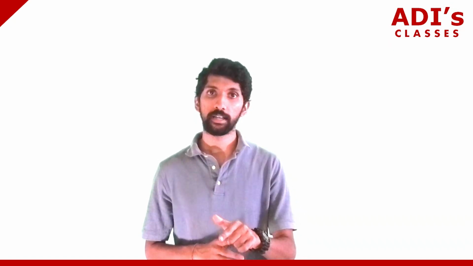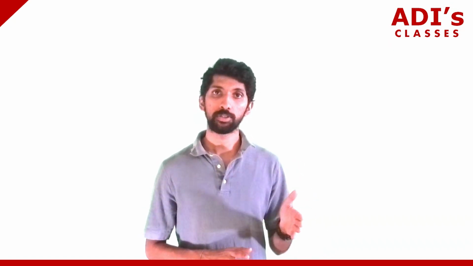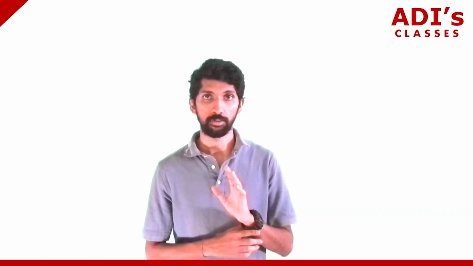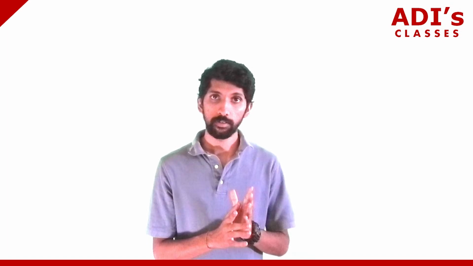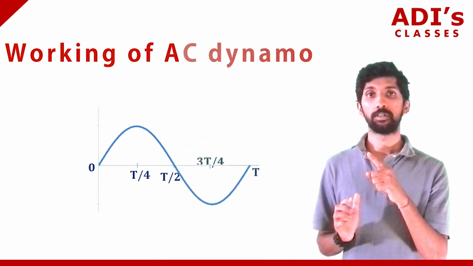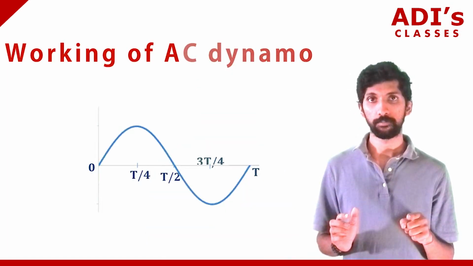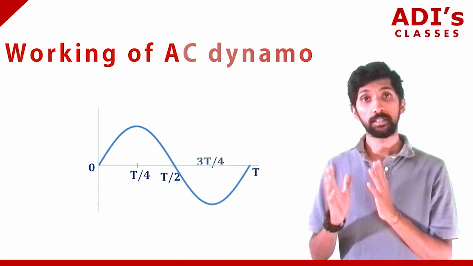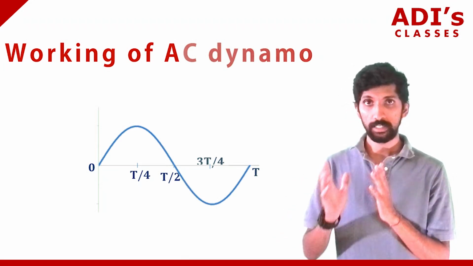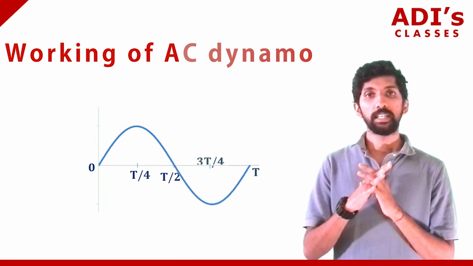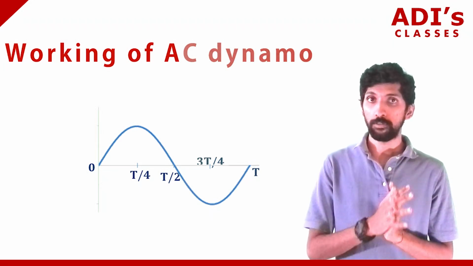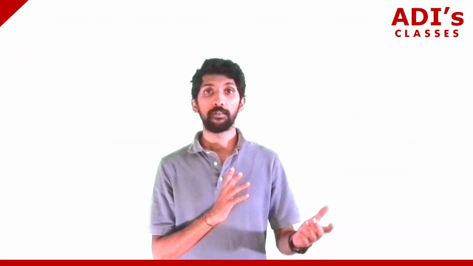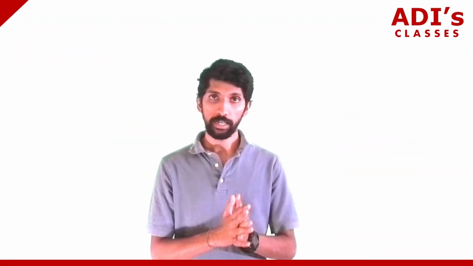Then from 3T by 4 to T, it comes back to its original position, AB at the top and CD at the bottom, so the EMF is again 0. If you look at the whole curve, it goes from 0 to maximum to 0, negative maximum, and 0 again. This is nothing but a sinusoidal wave, which is why it is an alternating current, and we call this an AC dynamo. Now we know how the EMF looks, so we need to calculate its magnitude, that is, we need a mathematical expression for the induced EMF.